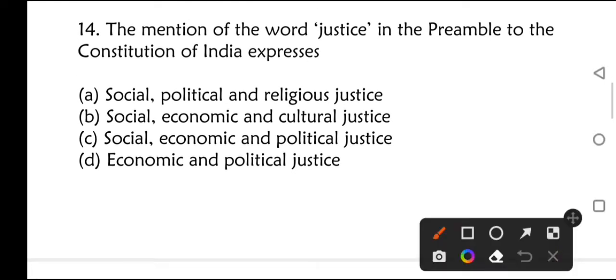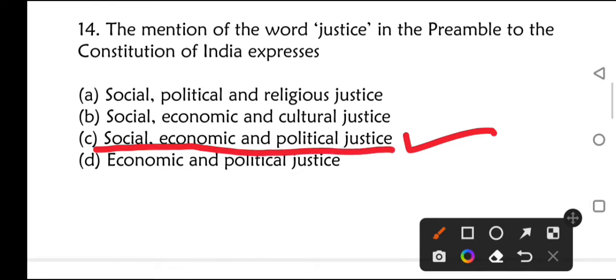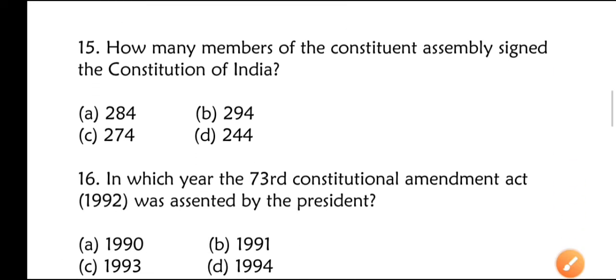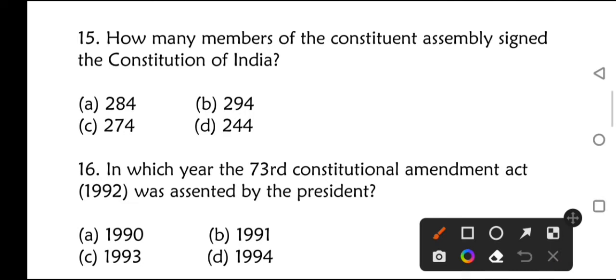Then question number 14. The mention of the word justice in the preamble to the Constitution of India expresses which justice? In preamble, there are social, economic, and political justice. Okay, this is the correct answer. Question number 15. How many members of the Constituent Assembly signed the Constitution of India? There were 274 members. Okay.